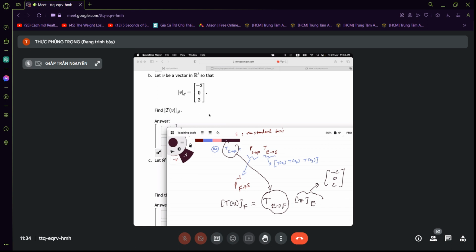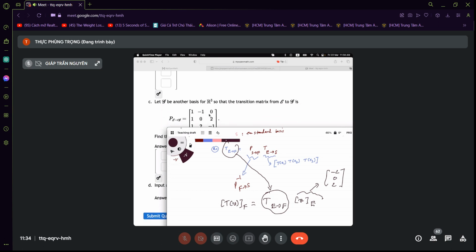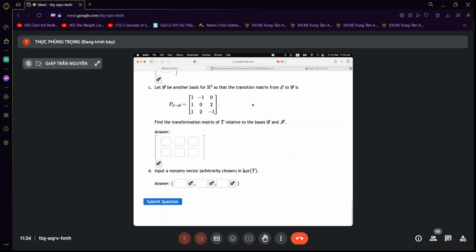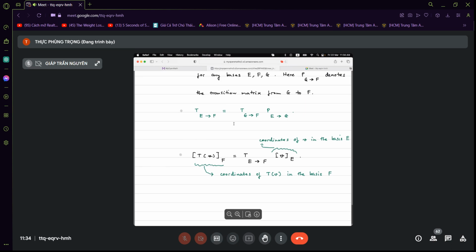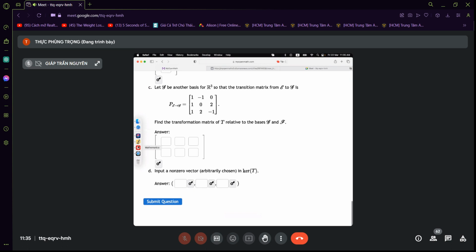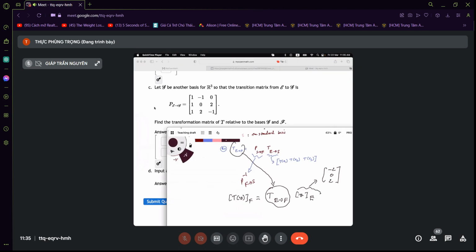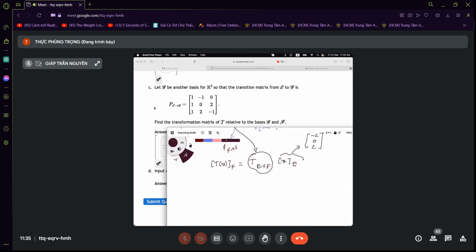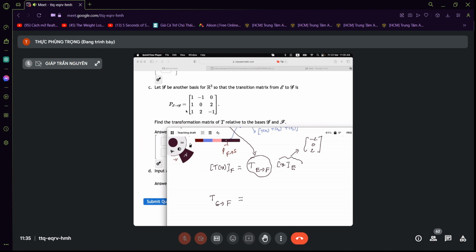Now let's go to C. Again, for this question, we can use one of these two formulas to get the matrix for T. Now let's see. Right here, we want to get T from G to F. And we know P right here is the transition matrix from the basis E to G.